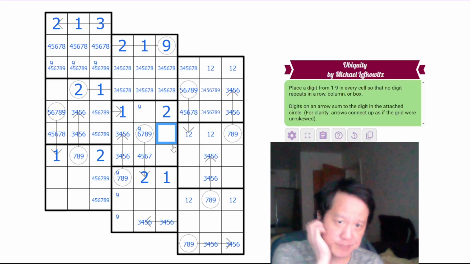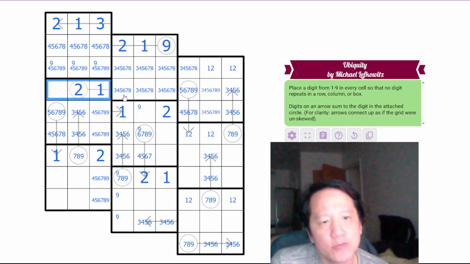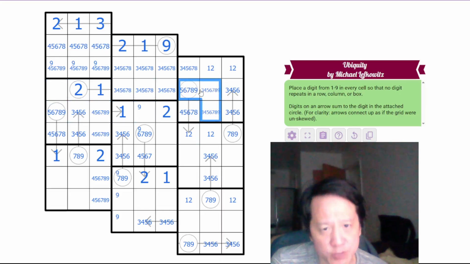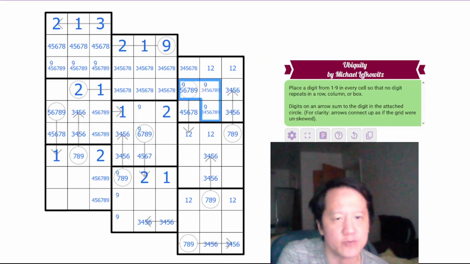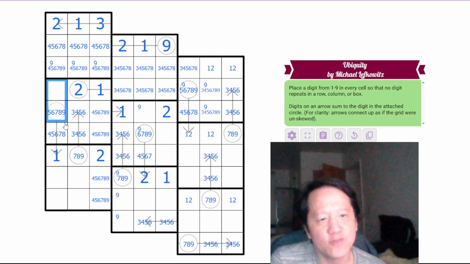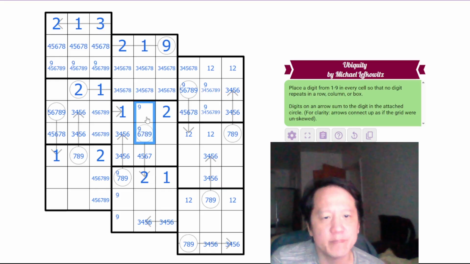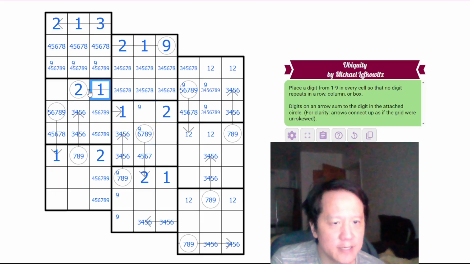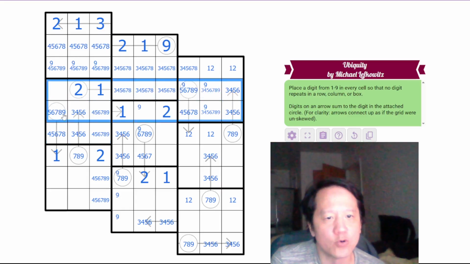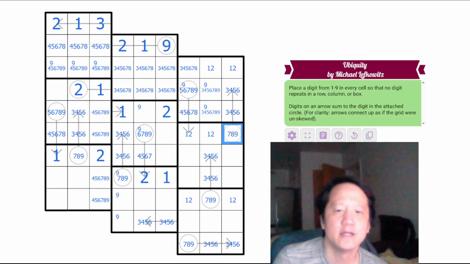That means in rows 4, 5, and 6, we have in box 3 a 9 guaranteed to be in one of those 3 cells. In box 4, a 9 guaranteed to be in one of those 3 cells. And in box 5, a 9 guaranteed to be in one of those 3 cells, which eliminates 9 as a possibility in the rest of rows 4, 5, and 6. So this cannot be 9 here.